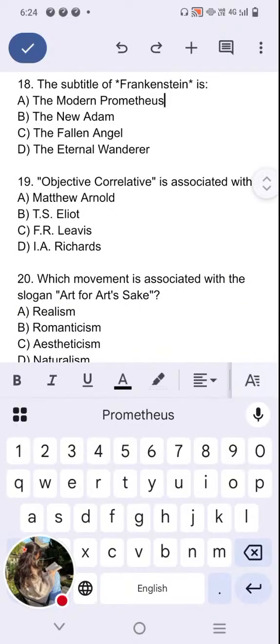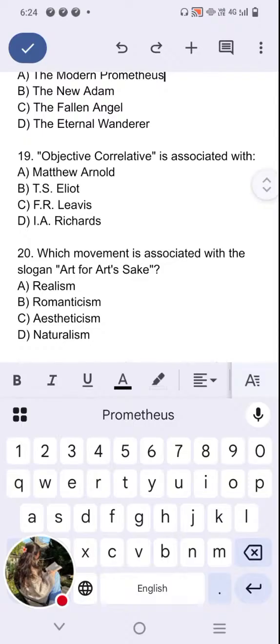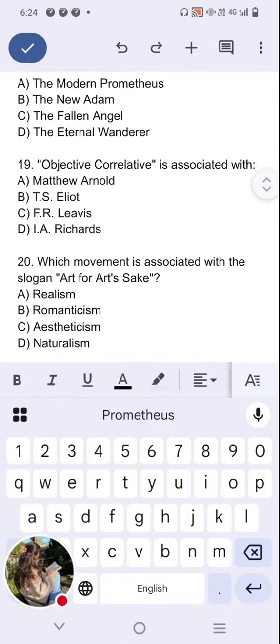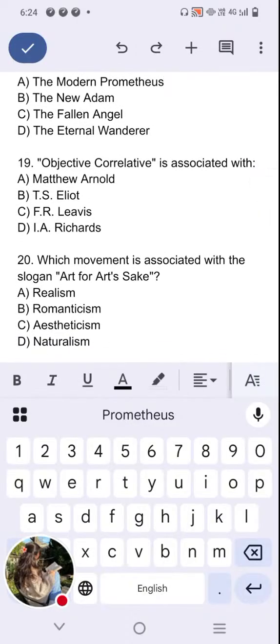Next question, the subtitle of Frankenstein is option A, Modern Prometheus, option B, New Adam, option C, Fallen Angel, option D, Eternal Wanderer. What is the subtitle of Frankenstein written by Mary Shelley? So Frankenstein is by Mary Shelley. It's a science fiction story because we see a scientist creating a monster out of body parts and giving life to it by passing electricity into it. And interestingly, the name Frankenstein is not the name of the monster, but the name of the scientist, Victor Frankenstein.